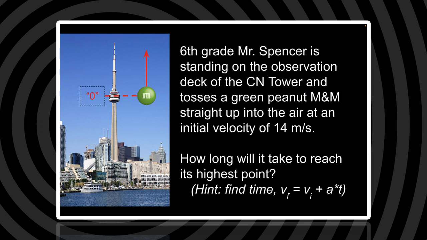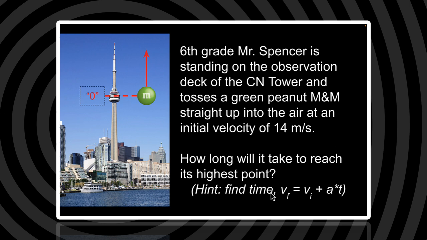Okay, so let's do this scenario. Let's say that sixth grade Mr. Spencer, standing on the observation deck of the CN Tower, just happens to drop a green peanut M&M. Or actually, no, not drop. I'm tossing it up in the air, and it has an initial velocity of 14 meters per second. My question is, how long is it going to take to reach its highest point? So here's what you're going to want to do. Just like we did before, take a look at those equations. What information do you have? What are you trying to find? And pick the appropriate equation, remembering that our acceleration is that acceleration due to gravity.